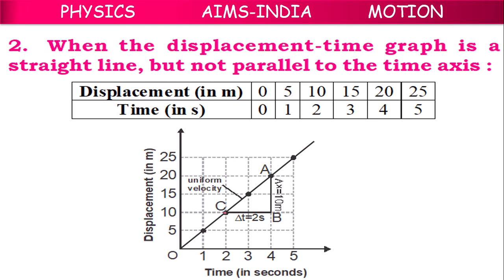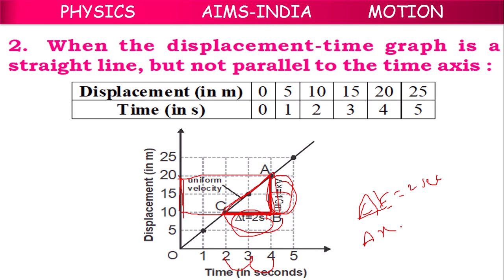If you observe here, if you join these points, let this point be B. From C to B, the time interval is 2 seconds. Delta t means change in time or time interval. What is the change in displacement? At point B, displacement is 10 meters. At point A, displacement is 20 meters. So the change in displacement is 10 meters.